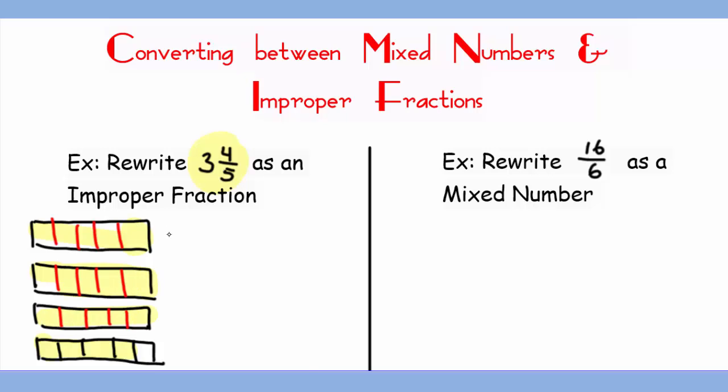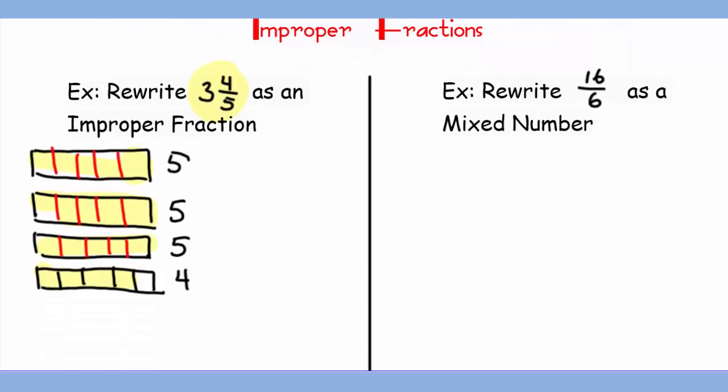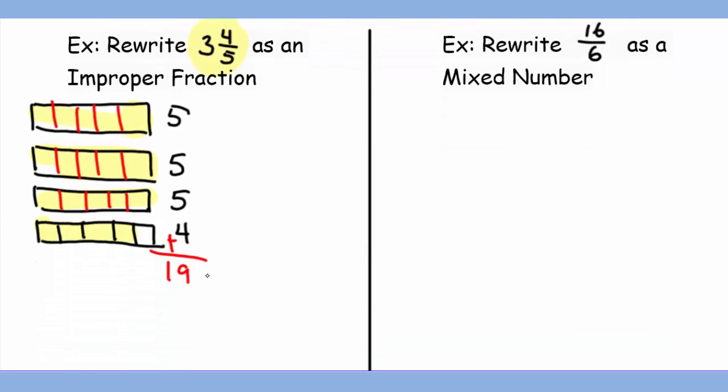So that makes 5 pieces right here, 5 on the second whole, 5 on the third whole, but only 4 for the 4/5 part. And if you add them together, that should give you 19 pieces. And 5 pieces from here makes a whole. So you have 19 out of 5 from this picture. And this is called an improper fraction.